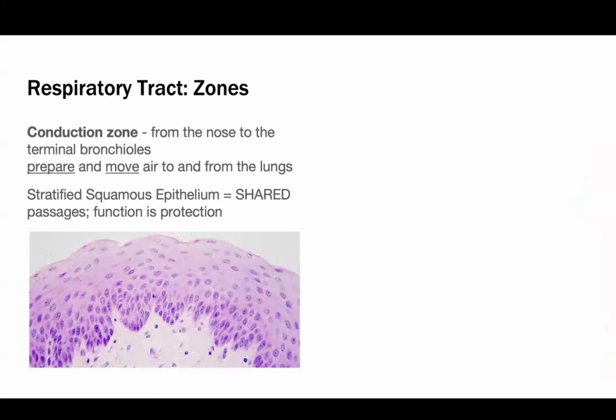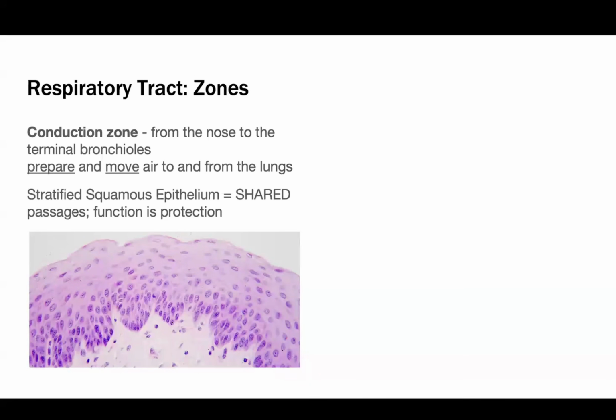Here's a slightly different way to think about the same thing. Zones instead of divisions, and this is really important for understanding histology. The conduction zone runs from your nose all the way down to your terminal bronchioles. The job of your conduction zone is to prepare and move air. So remember, as I was talking earlier, we're warming it, we're humidifying it, we're cleaning it.